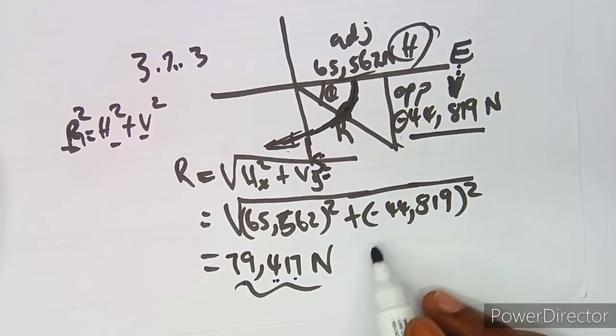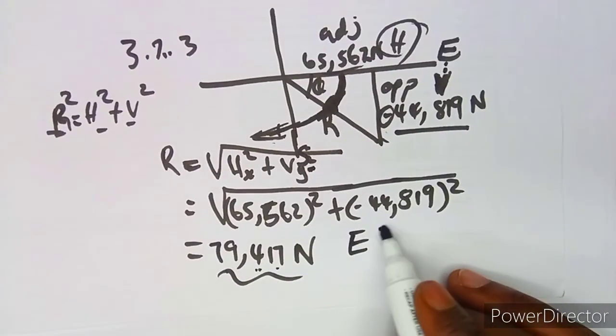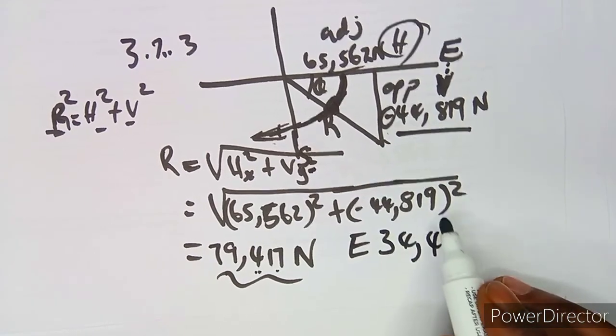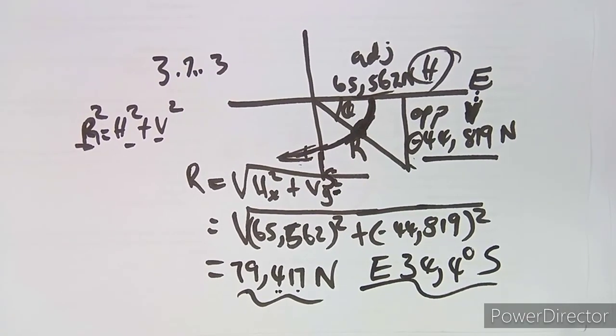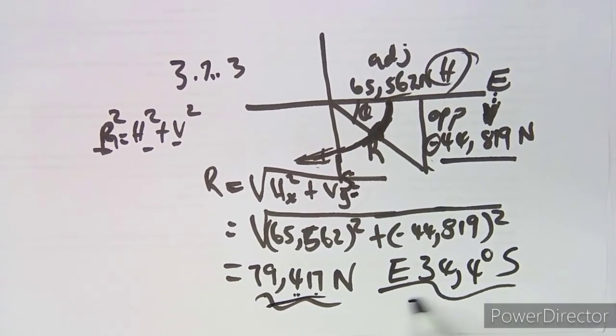So this is going to be 79,417 newtons, and the angle is going to be east, this angle, 34.4 degrees going to the south. So this is what we are going to have now as the direction. So we have the magnitude and the direction. The direction is always about where you are going from which point to which point. That is how we give the resultant in terms of the magnitude. So we have the resultant, which is the magnitude, and the direction that is making it in equilibrium.